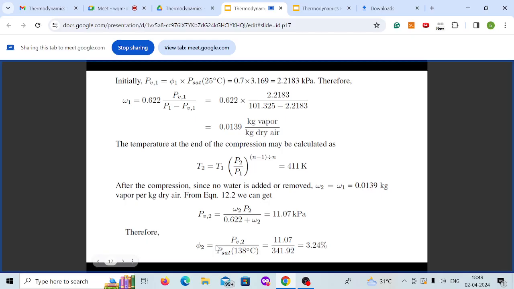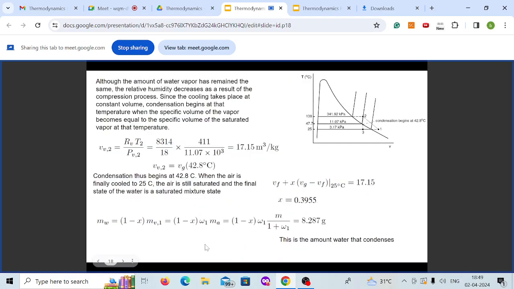We said that the specific humidity, or humidity ratio, will remain the same because there is no water which has been removed in the compression process. So correspondingly, what will be the vapor pressure? We found that, and then using that we found the relative humidity. Then after finding the relative humidity, we said there is a constant volume cooling, so we'll find out the specific volume.